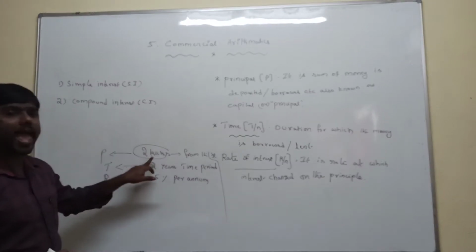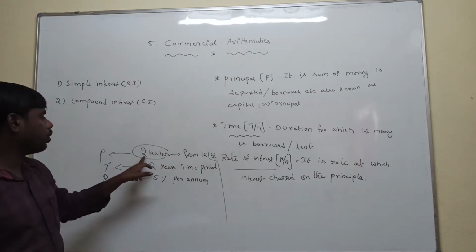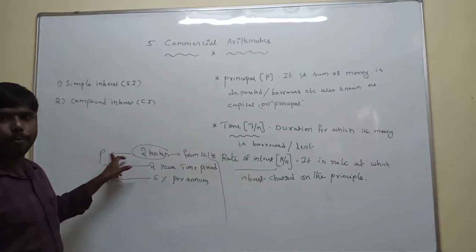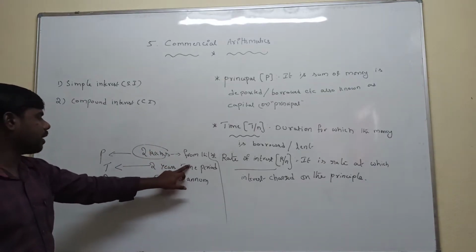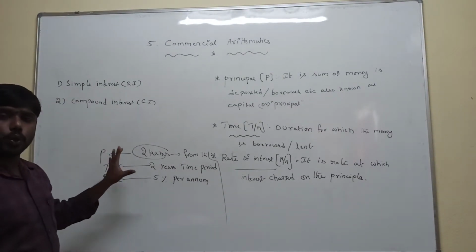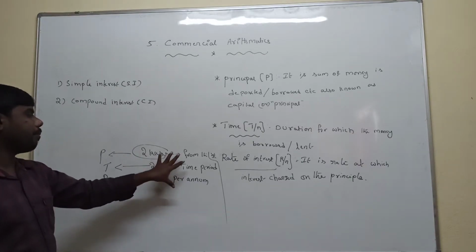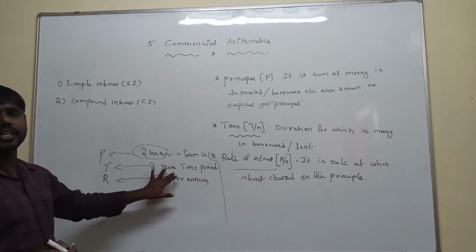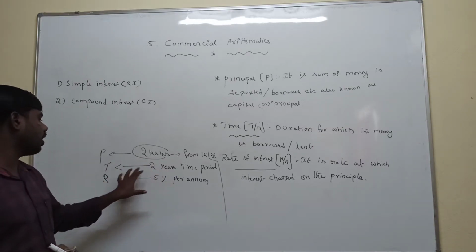For example, I am taking a loan of 2 lakhs from the bank. That 2 lakhs amount is called the principal amount. They give some time period, 2 years. That time period is called time. Next, they charge a percentage, 5% per annum, and that is called the rate of interest.